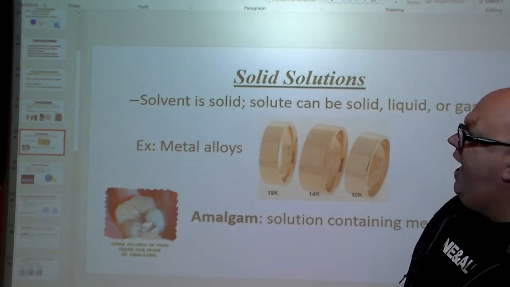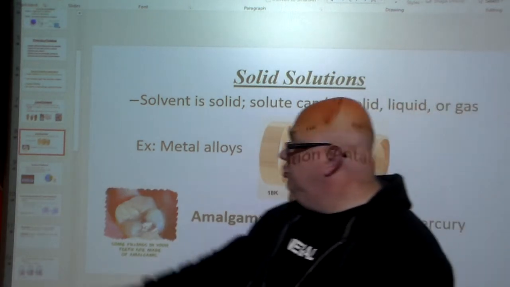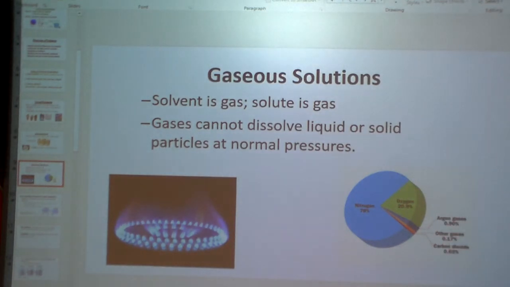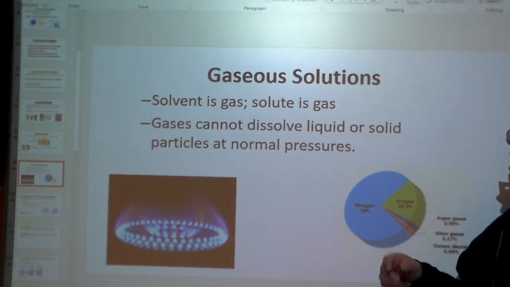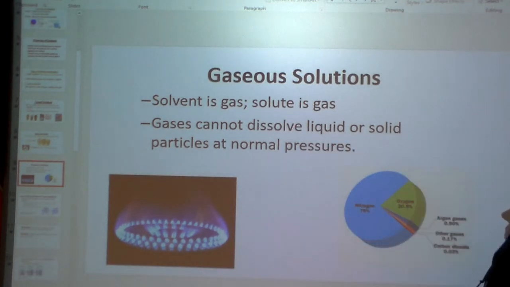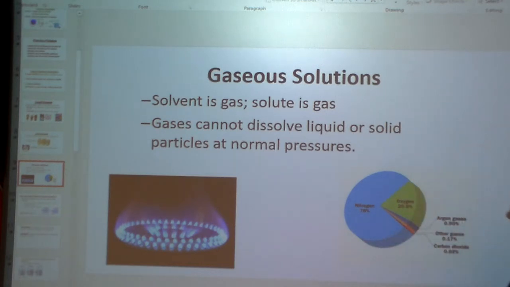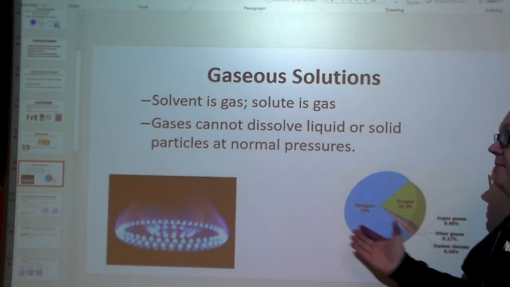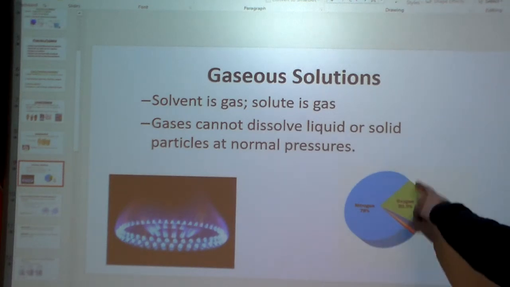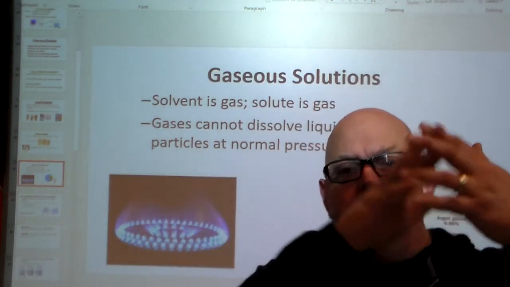So we have looked at liquid solutions. We have looked at solid solutions. Hey, how about that gas? Well, the gas, again, the solvent is a gas. The solute is a gas. Gases cannot dissolve liquid or solid particles at normal pressures. So we can talk about the atmosphere. The atmosphere has lots of nitrogen, and some oxygen. Now, they're both gases, and yet they combine.